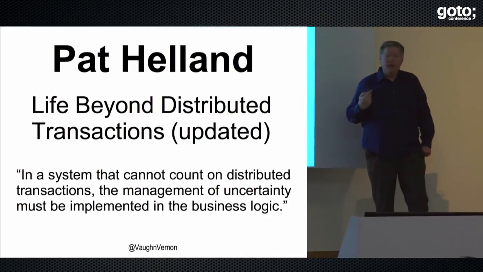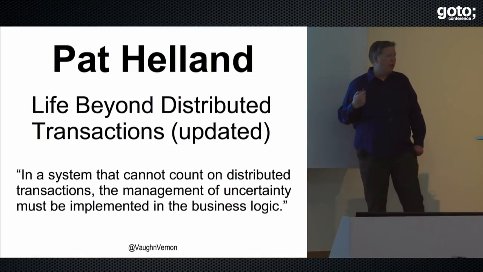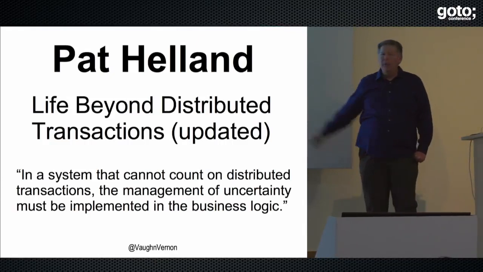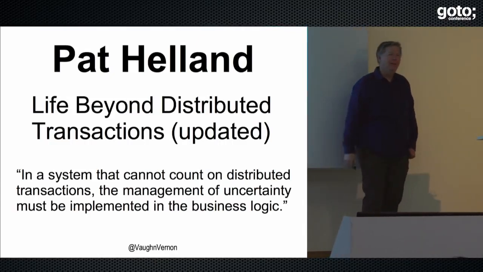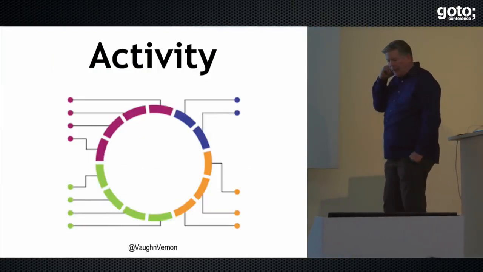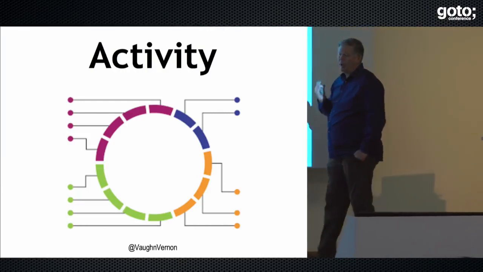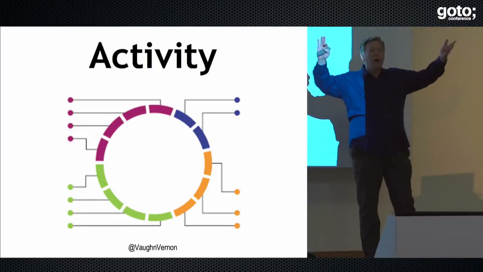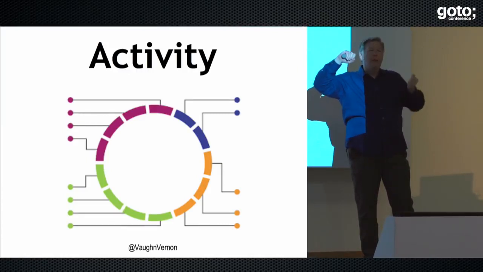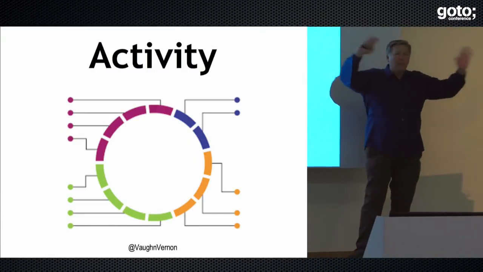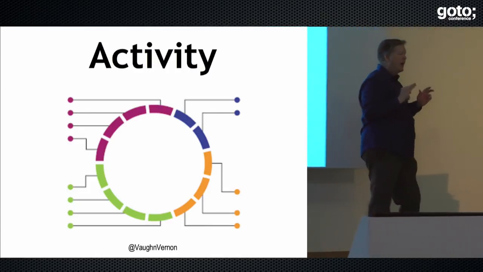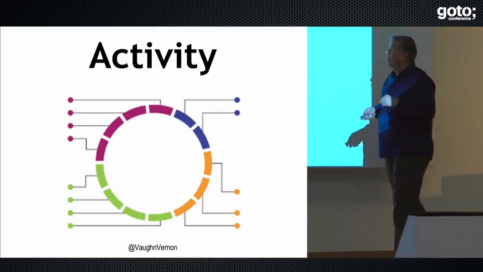He says that in a system where you can't count on distributed transactions, the management of uncertainty must be implemented in the business logic, okay? It has to be. And Pat Helland recognizes this. Now, Pat Helland discusses this idea of an activity. It's a partner activity. So two entities, regardless of which bounded context they're in, one might be in orders, the other one might be in fulfillment, whatever, but they exchange messages. And the receipt of a message is called a partner activity. The sending of a message is called a partner activity.